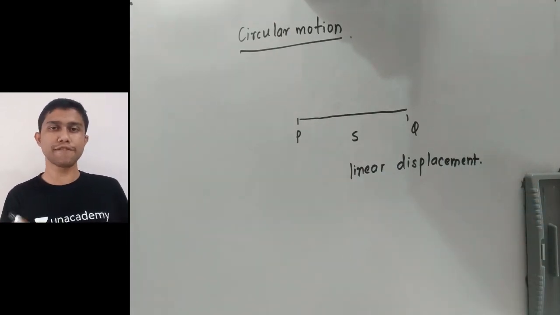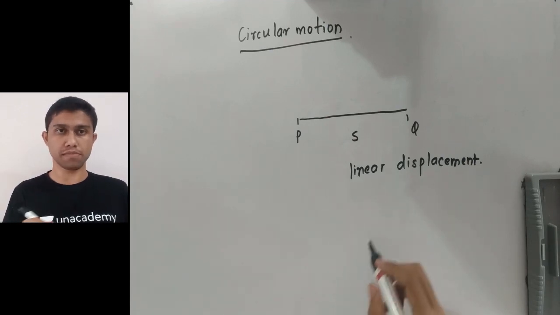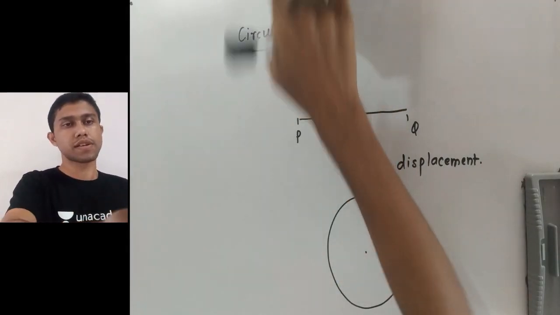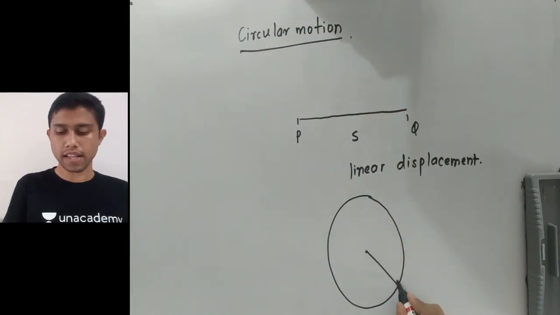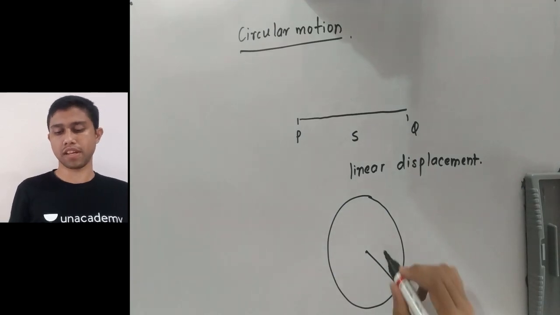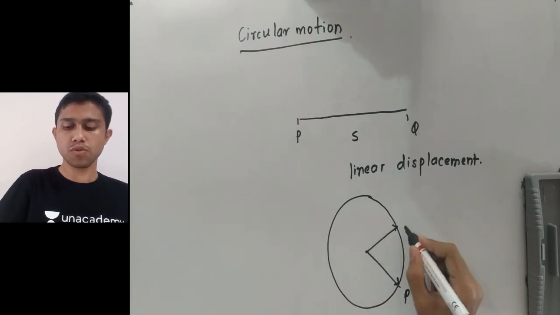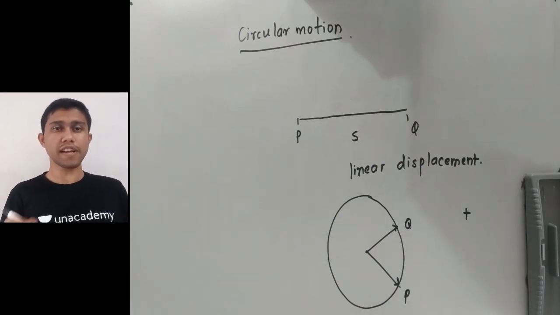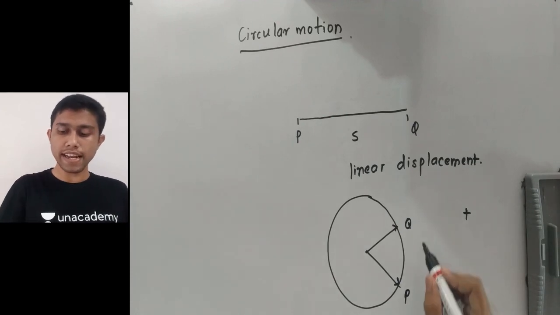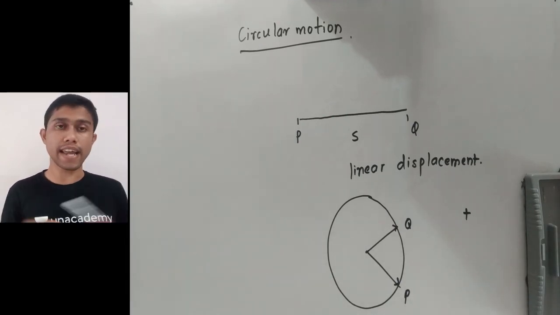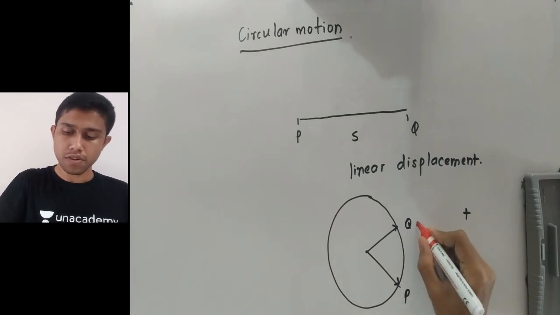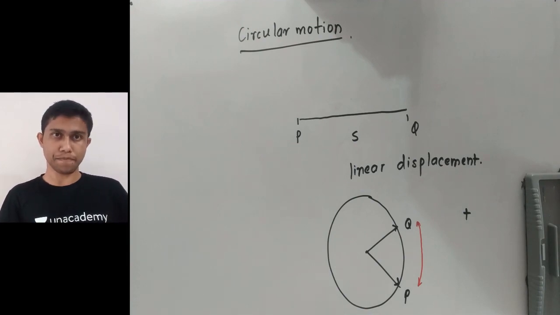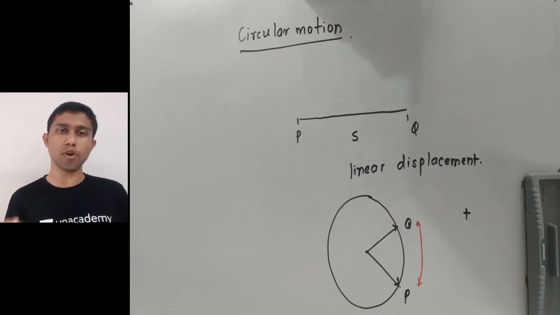But how is it different from the angular displacement? So whenever I draw a circle, now suppose a particle initially is located at point P and now it is going to be at point Q after some time t. So here, what is the linear displacement? So the linear displacement is given by the red line, which I'll show now. So this is the linear displacement or linear distance. In this case, the linear displacement and distance are approximately equal.